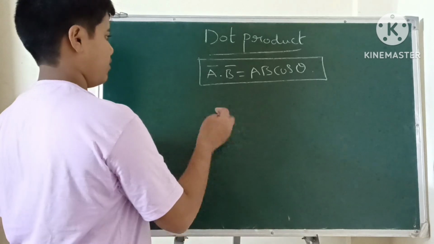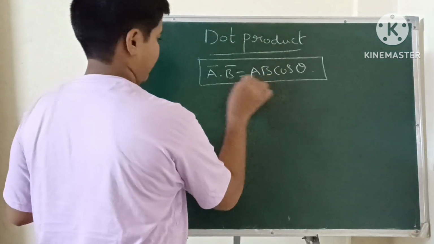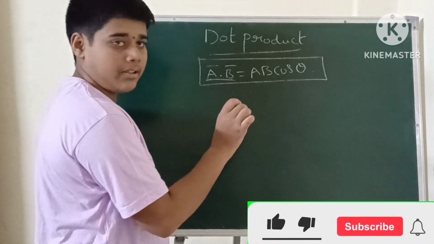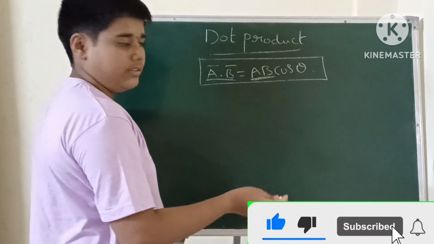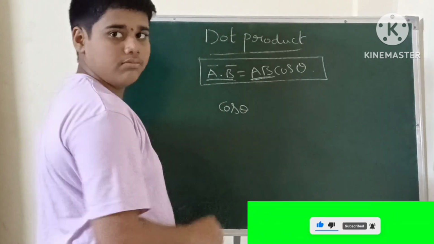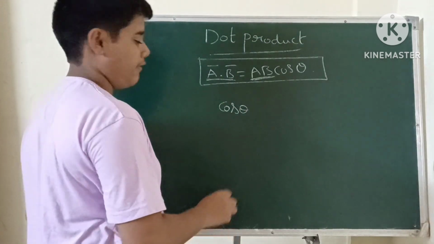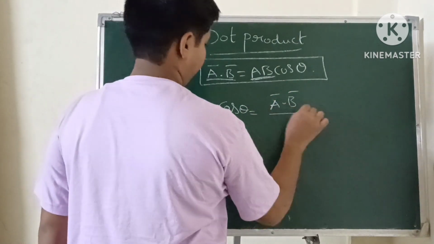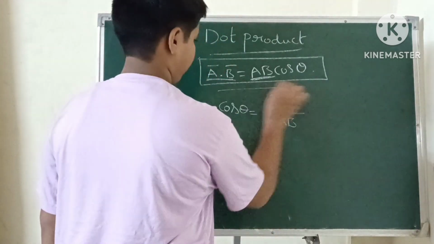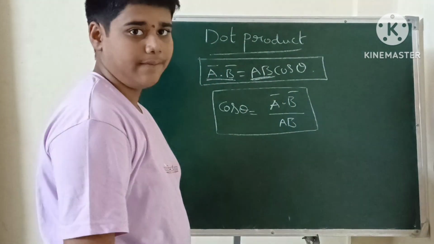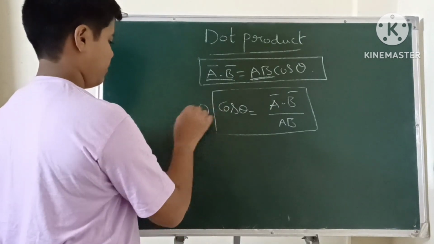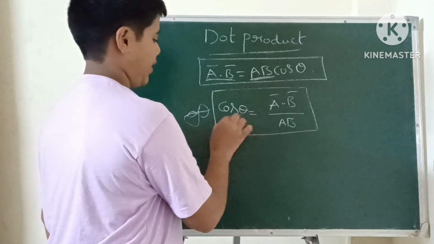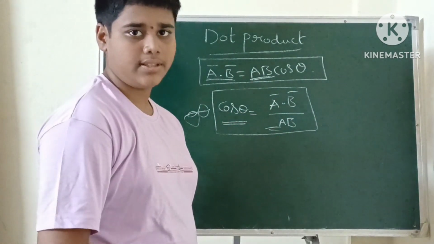Here, when they ask like this, they give the dot product and the magnitudes of A and B, and ask us to find the cos theta value. So cos theta equals A bar dot B bar by AB. This is a very important point: cos theta means A bar dot B bar by AB, when we have to find the angle.